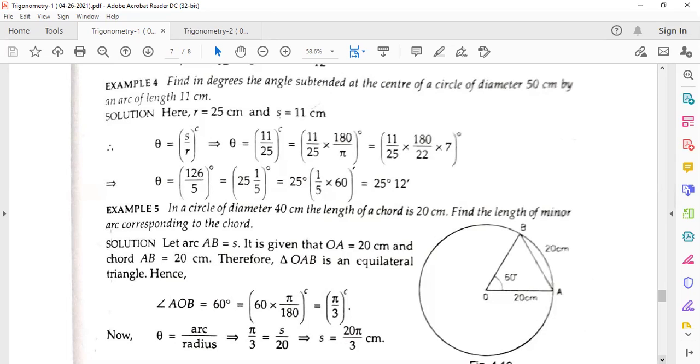This has come to us in radians. So we have to change it from radians into degrees, because it is asked to find in degrees. So at first s by r gives how many radians there are, then this radian should be changed into degrees. That is changed here, and it comes to 25 degrees 12 minutes.